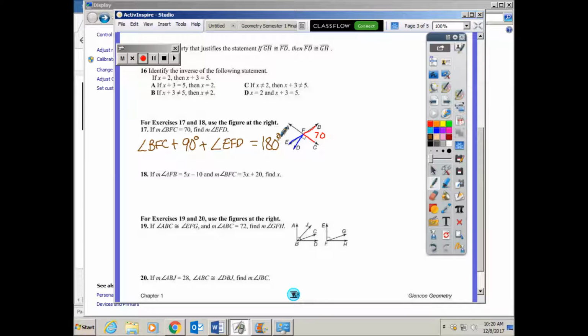BFC is 70 degrees. This angle is 90 degrees. EFD, we need to find that. So 70 plus 90 plus EFD. 70 plus 90 is 160. So when I subtract 160 from both sides, that's how I got that the measure of angle EFD is 20 degrees.